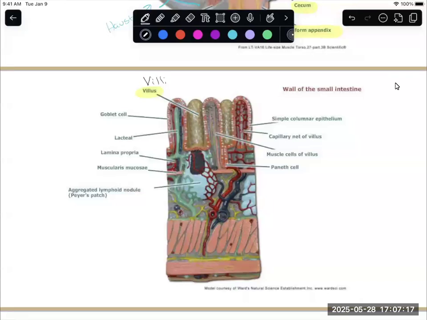We have Peyer's patches, also known as aggregated lymph nodes or nodules. That's this blue area that I'm coloring even more blue.